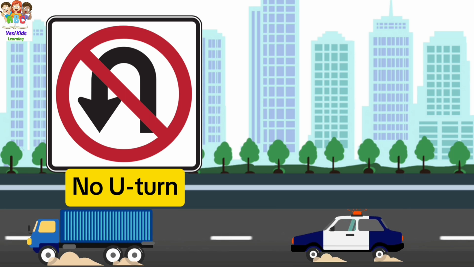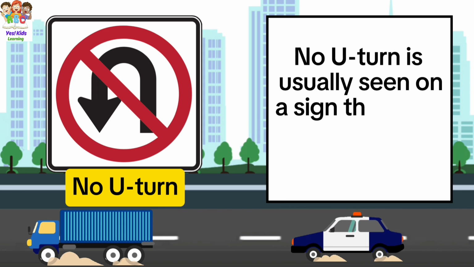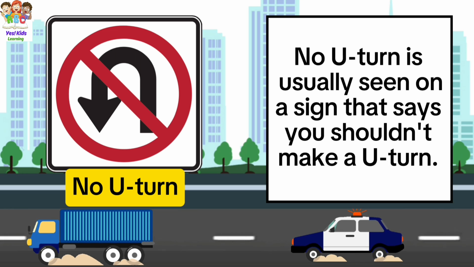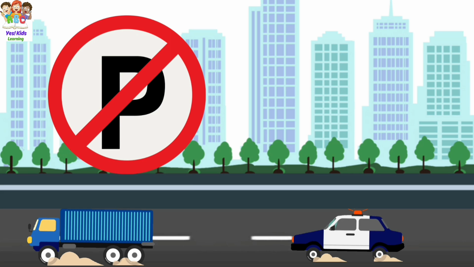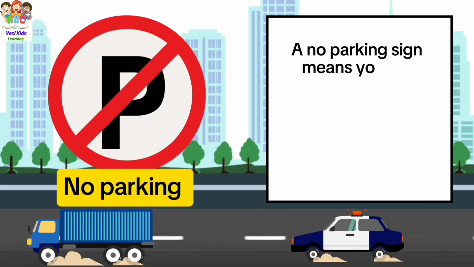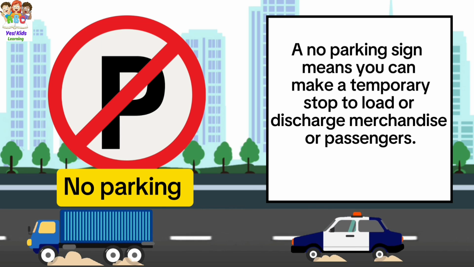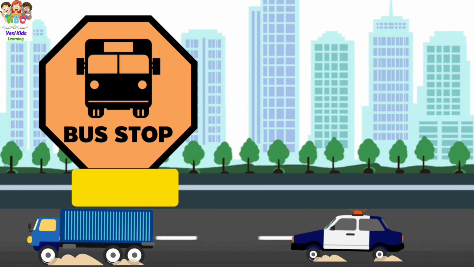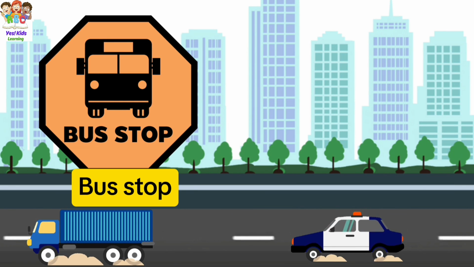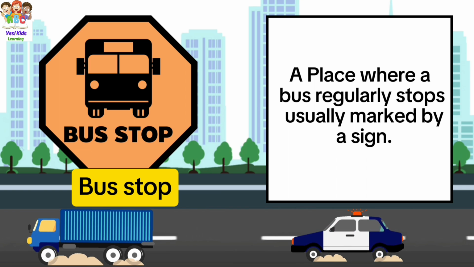No U-turn. No U-turn is usually seen on a sign that says you shouldn't make a U-turn. No parking. A no parking sign means you can make a temporary stop to load or discharge merchandise or passengers. Bus stop. A place where a bus regularly stops, usually marked by a sign.